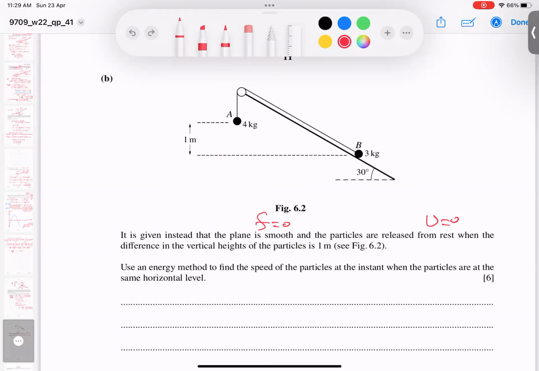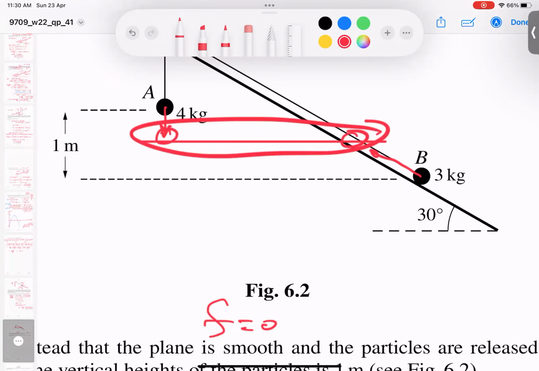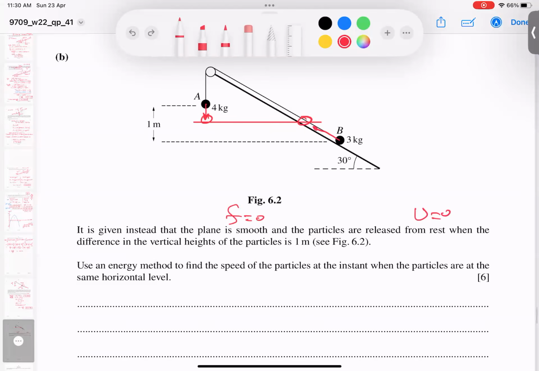It means that naturally one will fall down and the other will go up here. So a time will come when they have the same level. It will come here, it will come here, they have the same horizontal level. This is what he is asking from us. And then he is asking, at that particular moment, at that particular situation, find out the speeds. So this is very interesting. And he said use the energy method. So let's start. Job number one.